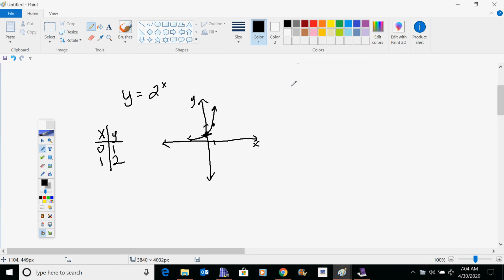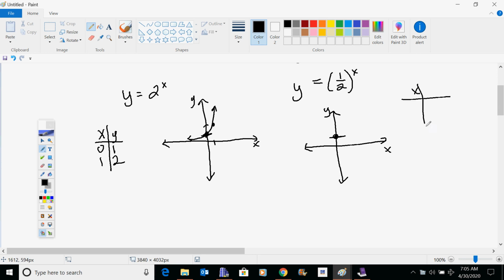Okay, so just so you can see number 39, because there were a couple people that specifically wanted that one. 1/2 to the x power, once again, your y-intercept is 1.